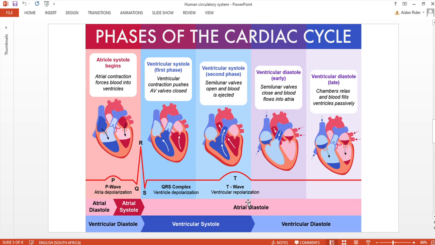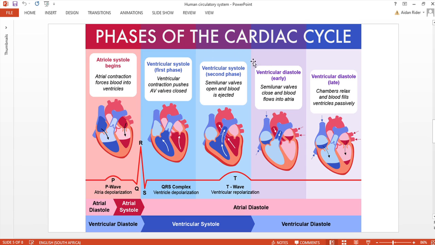Okay, then we have phases of the cardiac cycle. Cardiac meaning heart. What happens in the heart? How does the heart pump itself? So I need to explain two concepts to you. First of all, systole. Systole is when the heart pushes, when the muscles contract. It's when the heart actually pumps. The muscles work together to pump blood. That's systole, so it's active.